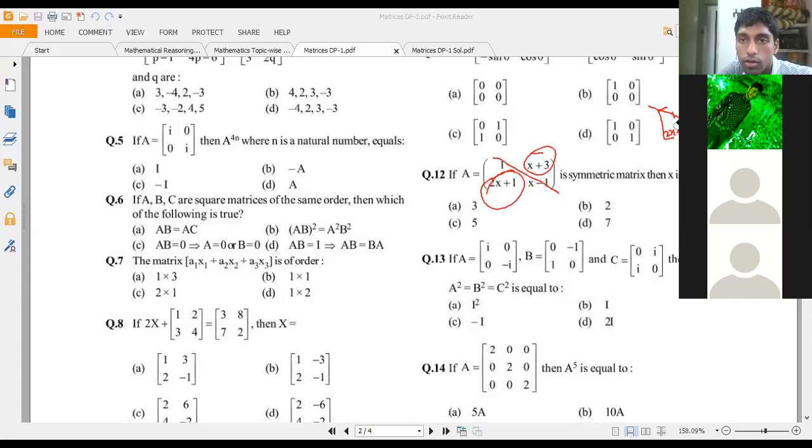But how are you telling that 2x plus 1 is equal to x plus 3? These two should be equal, right? How can you tell these two matrices are the same? When do you say two matrices are equal? If all corresponding elements are equal. Yes sir, this will be equal to its transpose. So if A is equal to its transpose, then we have to equate corresponding elements. Okay?